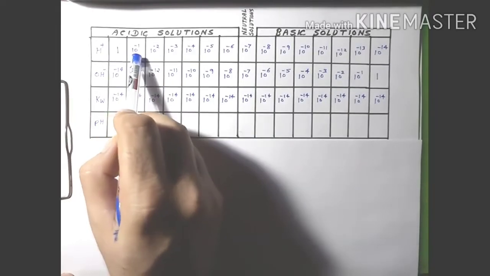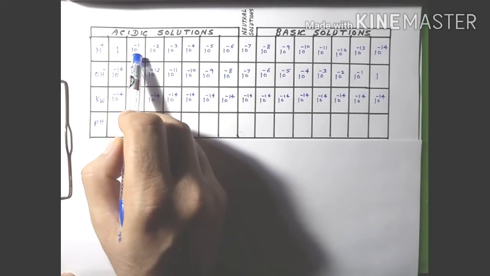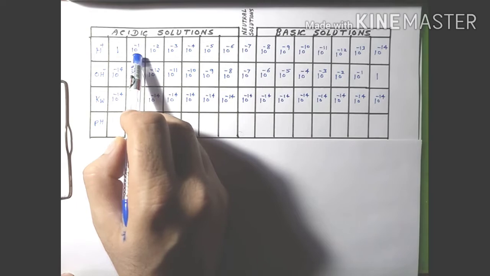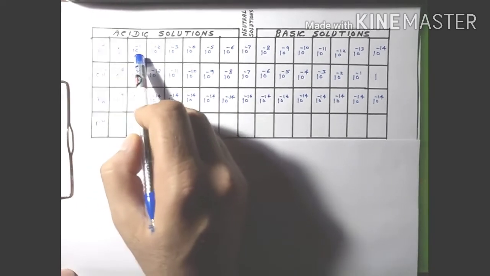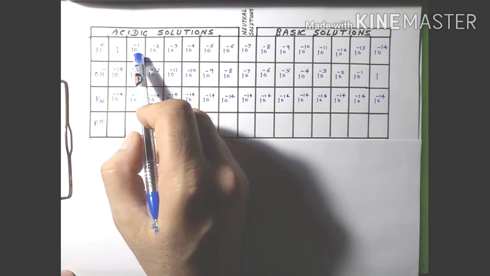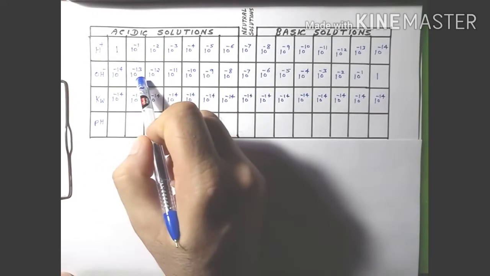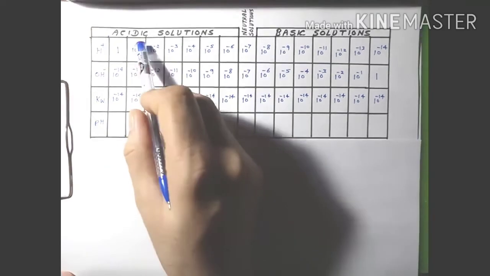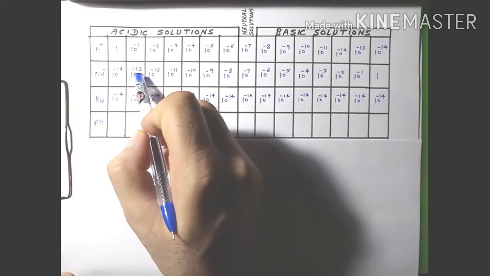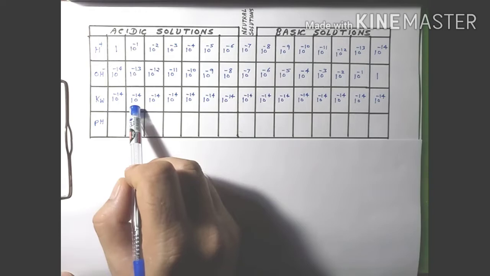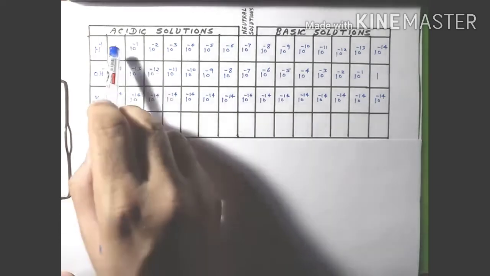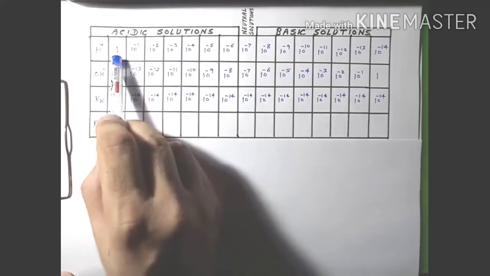Now from 1 to 1 upon 10, it means 10 to the power minus 1. So those solutions which have the H plus ion concentration 10 to the power minus 1, in the same solution, what is the concentration of OH minus ion? That is 10 to the power minus 13, because the product of these two concentrations always remains fixed, 10 to the power minus 14.